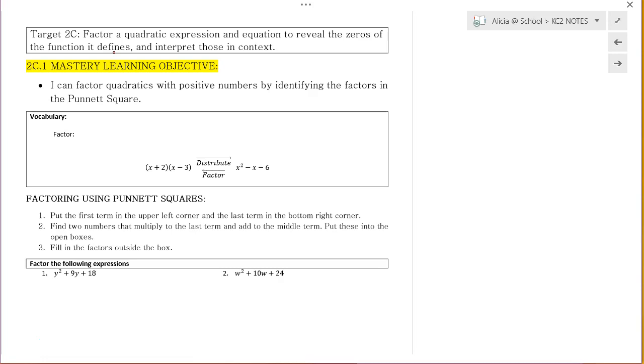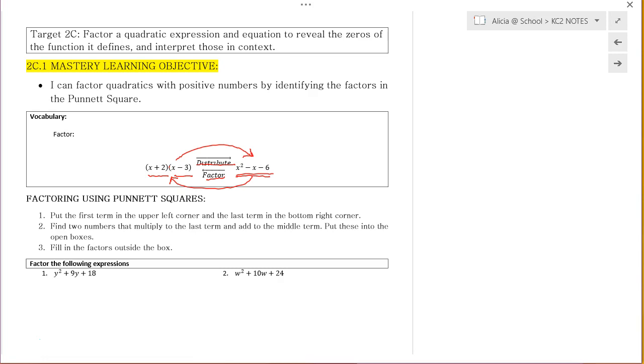Thinking back to our previous two videos before this, when we had two binomials and we were multiplying those together, that's called distributing. We're distributing to get that final trinomial that has those three terms. What we want to do now is go the opposite direction. We're going to be given our trinomial, and we want to factor it and go back to our binomial. So that's what we're going to do in section 2C.